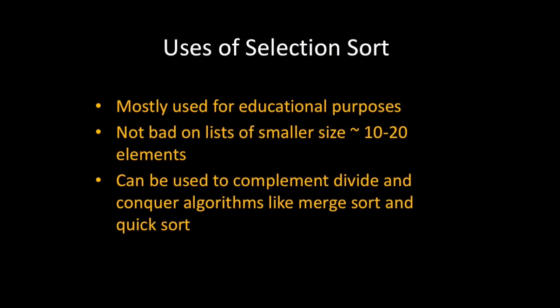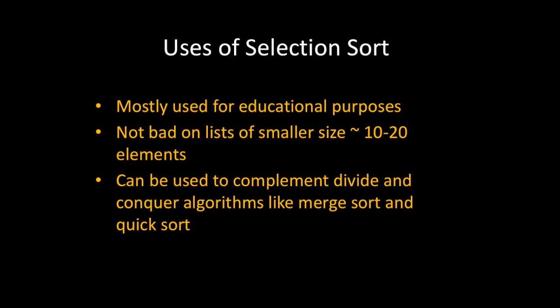So when is selection sort used? After researching it myself, I've found that it is mostly used for educational purposes. However, it is not too slow on lists of smaller size, around 10 to 20 elements, and because of this, it can be used to complement divide and conquer algorithms, sorting algorithms like merge sort and quick sort.